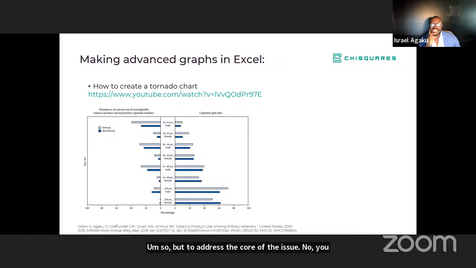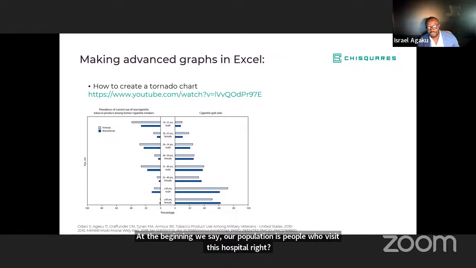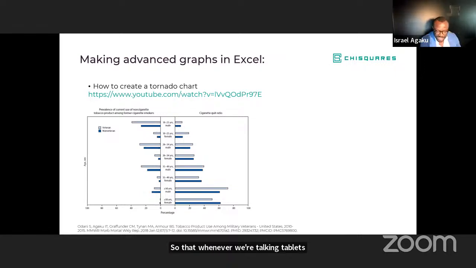Prevalence does not mean that it must be in the population. That's why a key framework in epidemiology is PICOT, PICOTS. P is population. That's why we define our population right at the beginning. We say our population is people who visit this hospital, right? So that whenever we're talking prevalence of XYZ among this population, it's very clearly defined who we are referring to. In this case, they're referring to population to mean the general population. But anything can be population based on how we define it, right?